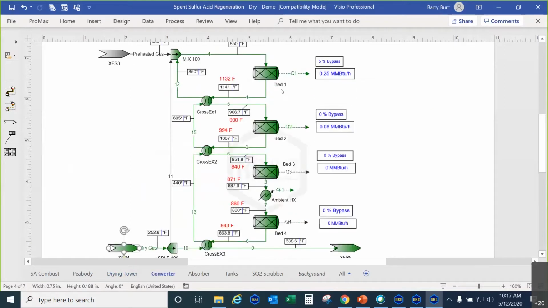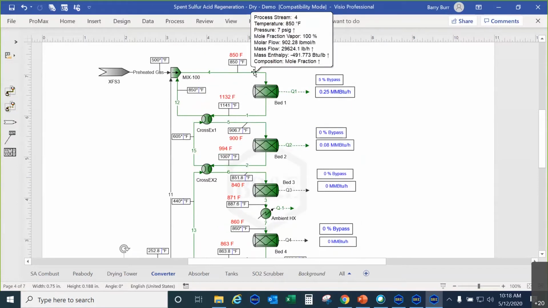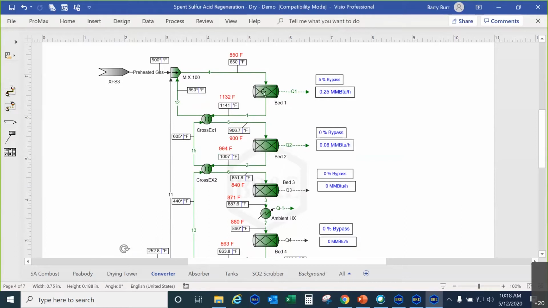So here we have 4 beds of catalyst, and we take the dry SO2 gas and we preheat it. All these reactions are exothermic. They need to be cooled, while at the same time we need to preheat our incoming gas. So this has to thermally balance, and we preheat the gas up to 850 degrees, and we go into these catalytic reactors. Each of these are simulated in the same manner.